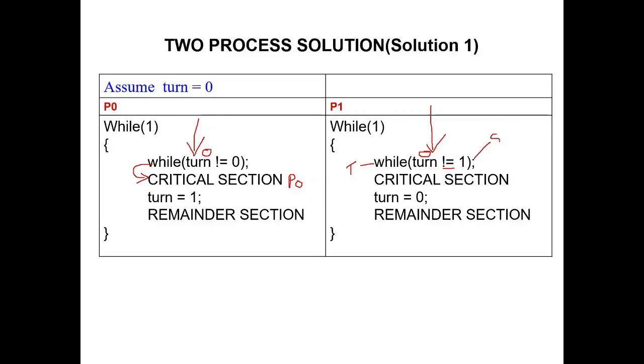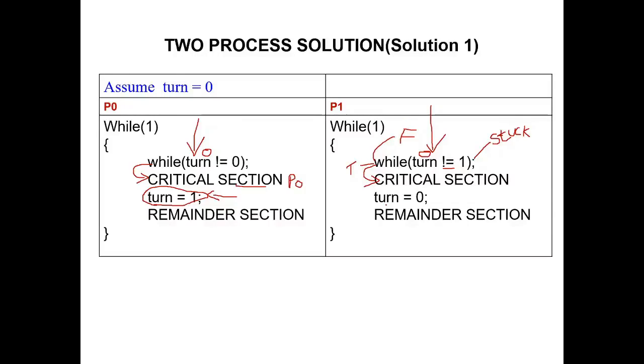It is going to get stuck here because the process P0 is already in the critical section. It is executing and still has not changed the turn variable. So whenever the process P0 finishes the critical section and changes the value of turn to 1, then this condition becomes false. When this condition becomes false, immediately the process comes out and enters into the critical section.